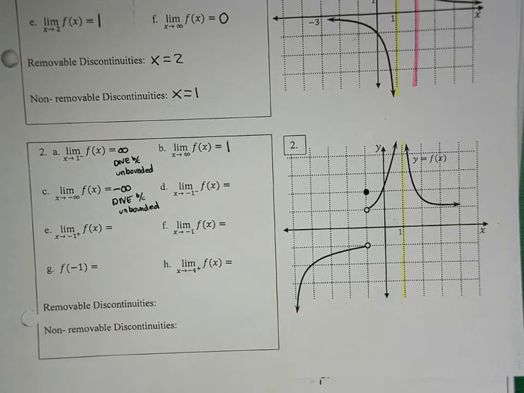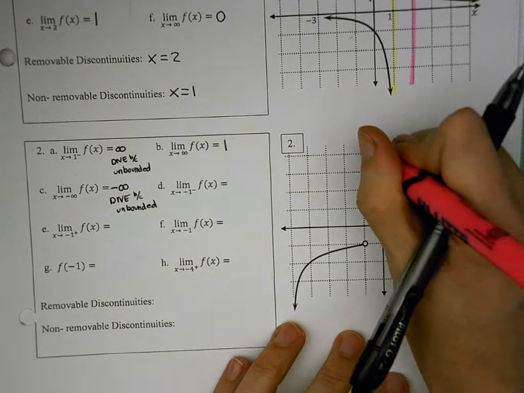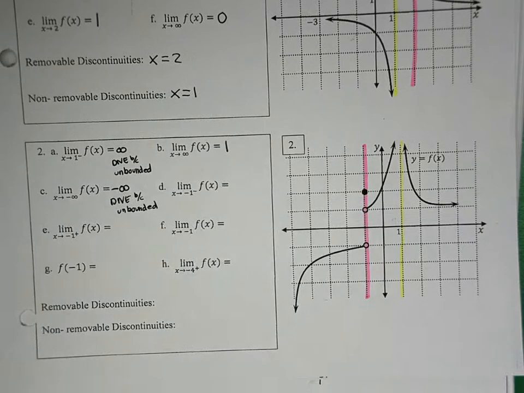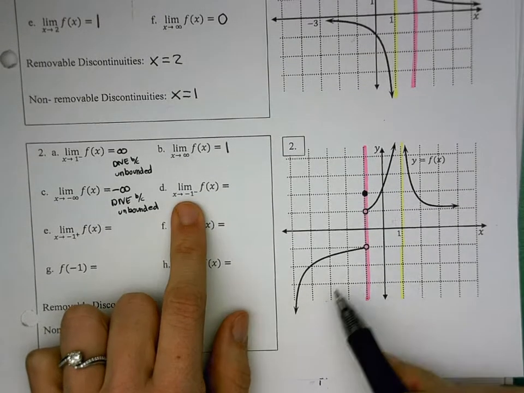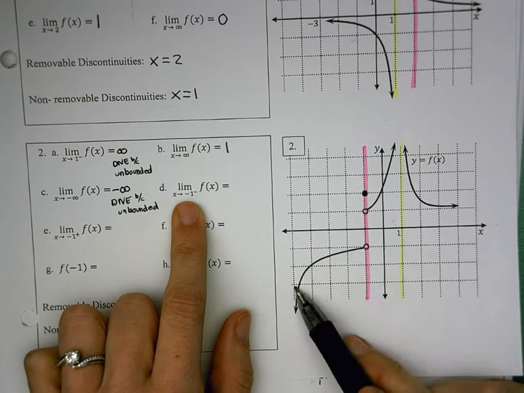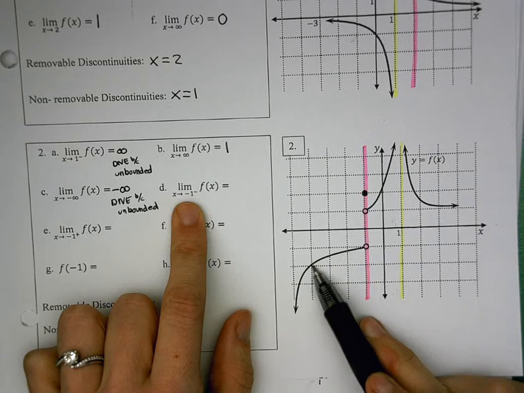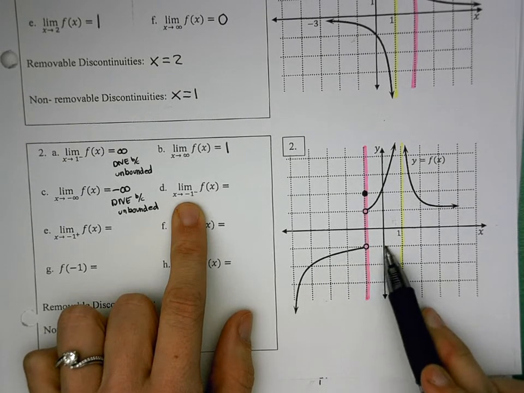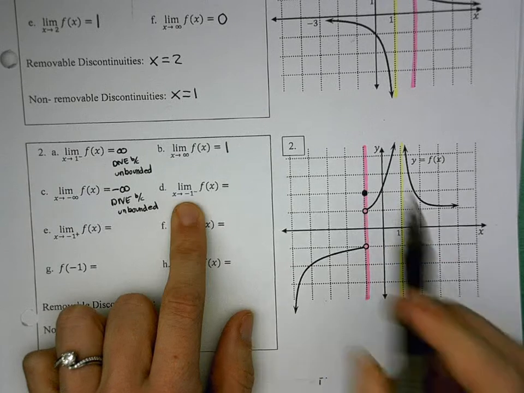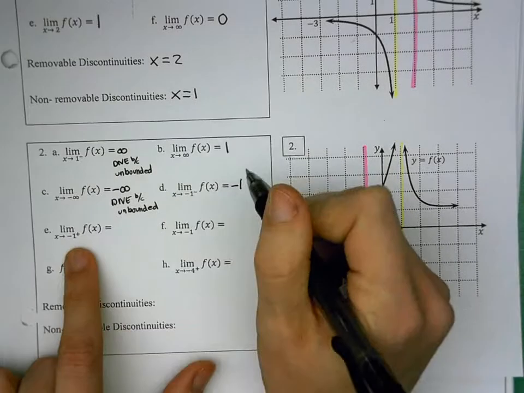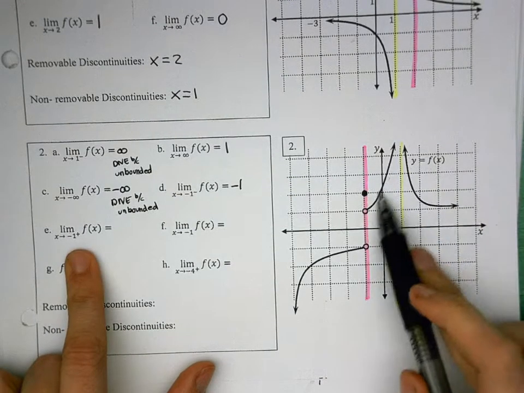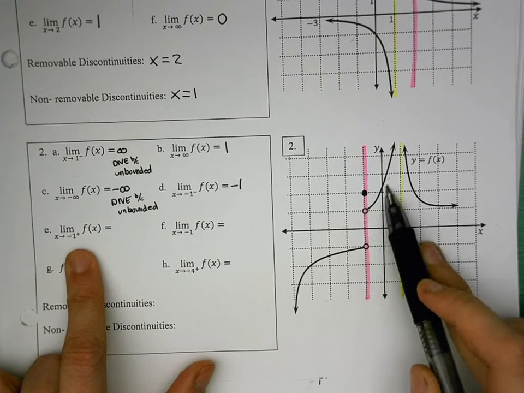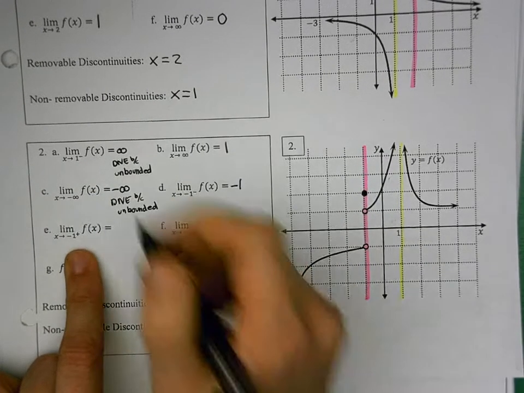Okay, -1. So now we're approaching -1, which is right here. -1 from the left. As I'm getting closer and closer to -1 from the left side of my graph, the y value it looks like it's going to touch is -1. From the right, as I get closer and closer to -1 from the right, the y value it looks like it's going to touch is 1.